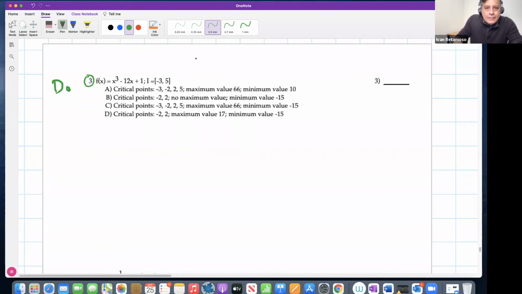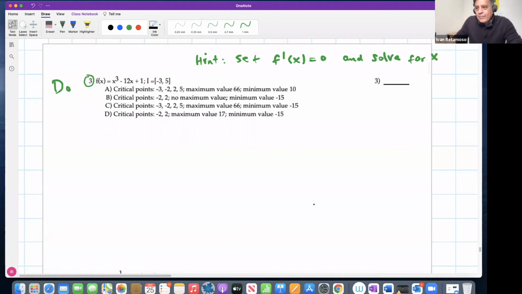Hint: set the derivative equal to 0 and solve for x. It starts with that, solve for x. That gives you the critical points, and then you come up with that nice table that I showed you. And from there, you get the absolute minimum and the absolute maximum, right?